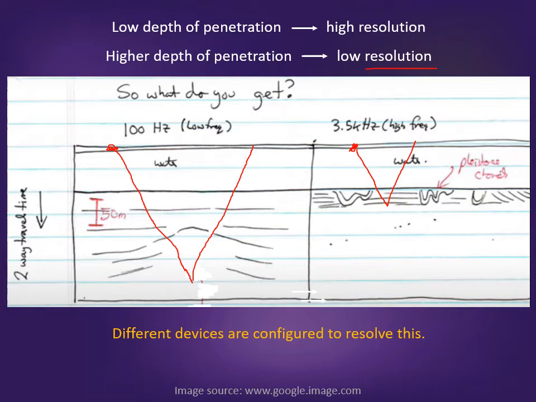So to avoid this problem, scientists introduced different devices to resolve it. Some kinds of devices are very useful for shallow depth lithologies, to understand the shallow depth layerings, and some kinds of instruments or devices are configured to understand the deeper part of the earth. Those devices are not very good for the shallower depth rock layers.